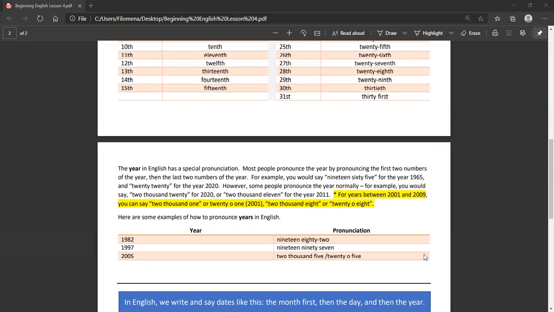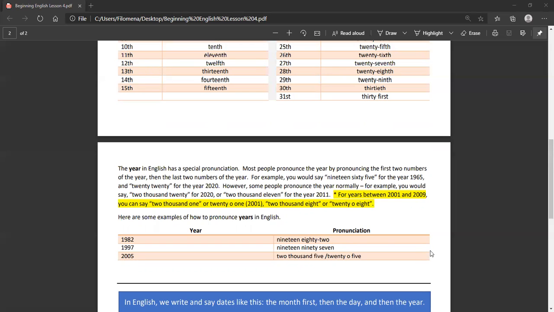The first two numbers, nineteen together, and the last two numbers, sixty-five. For the year 2020, that's how you would say it, twenty twenty. You could also pronounce it normally like a regular number, two thousand twenty. Or, for example, for the year 2011, you could say twenty eleven or two thousand eleven.